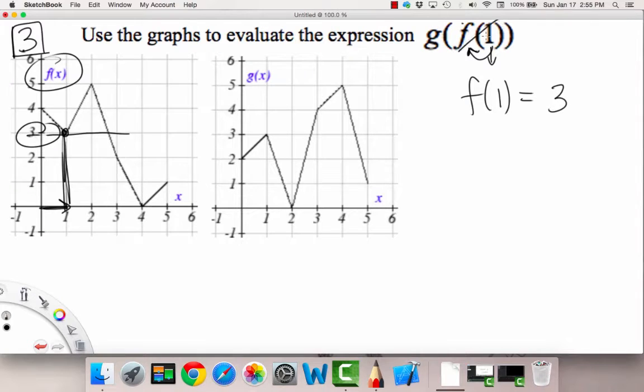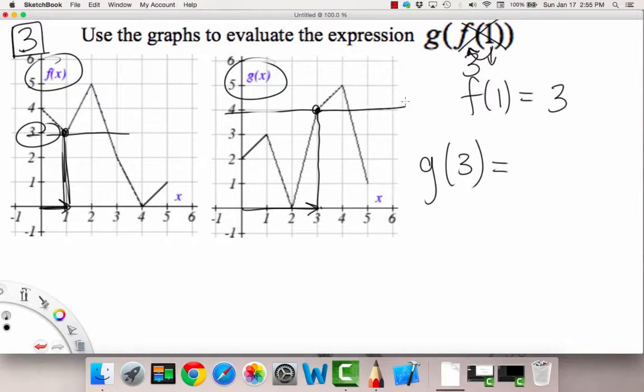So that means we can replace that inside with just a 3. So we're looking for g of 3 now, and then that'll give us our answer. So let's look at this other graph. When we input a 3 into our g, we get an output of 4, right? So g of 3 is equal to 4, so that means that overall g of f of 1 is equal to 4.